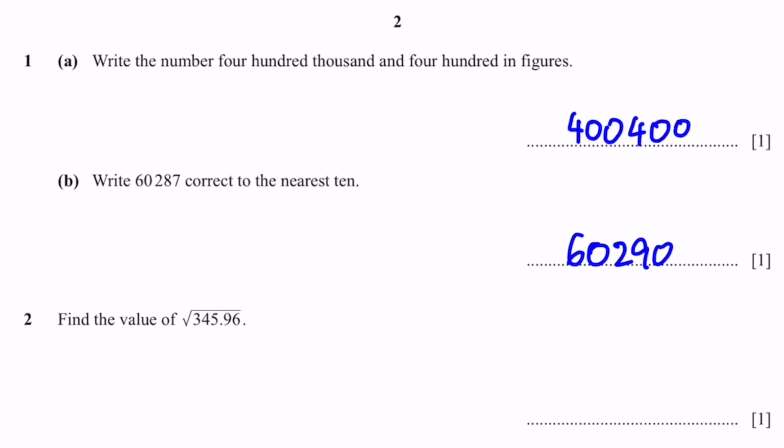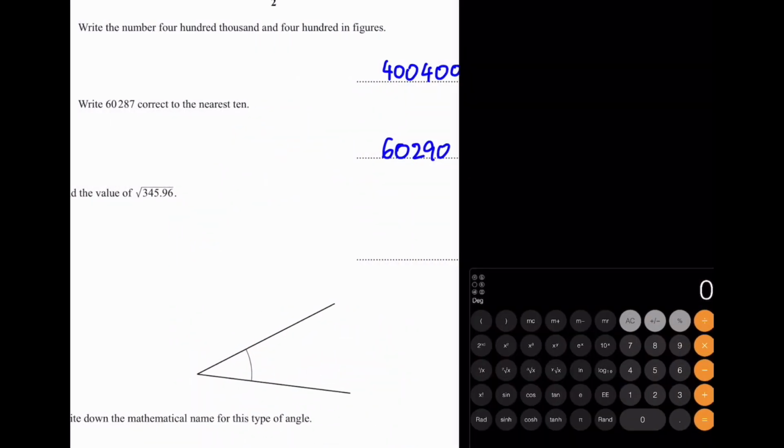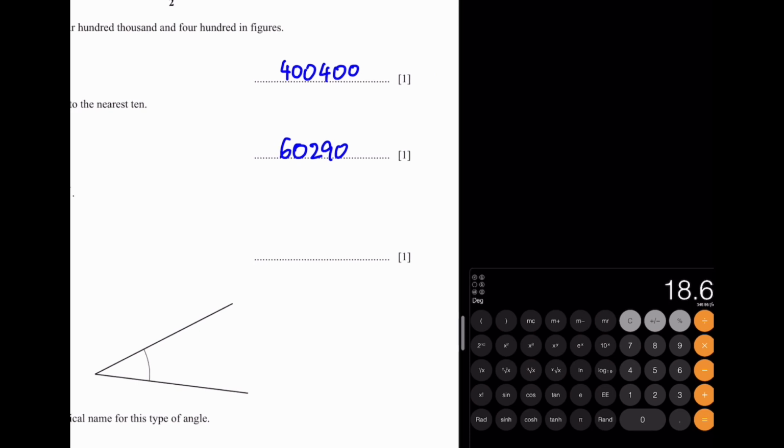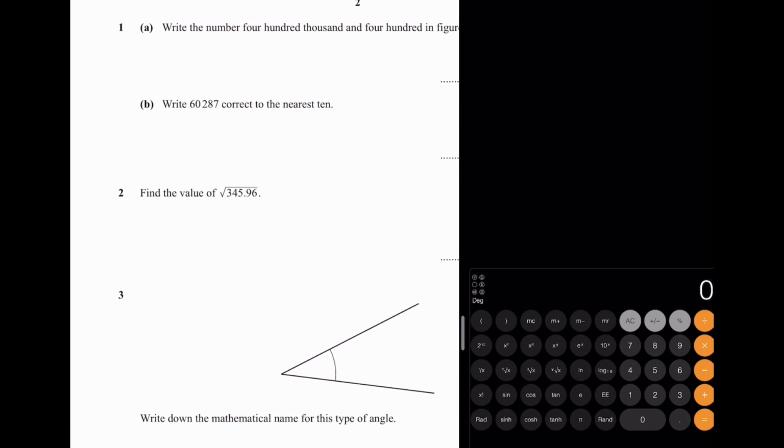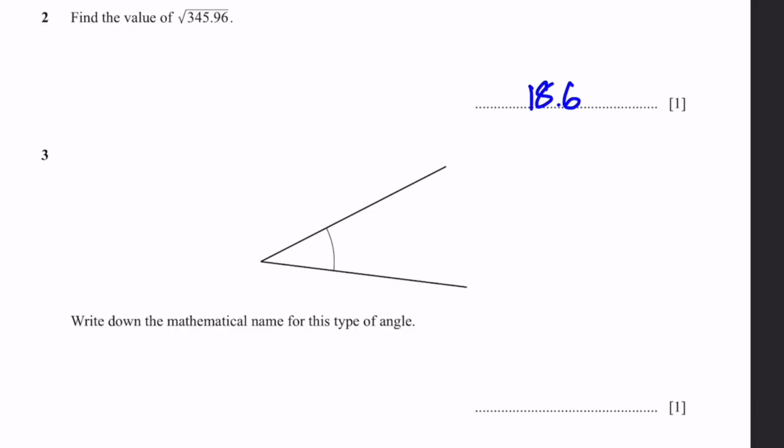Question 2. Find the value of the square root of 345.96. Now let's get our calculator out. Alright, 345.96 square root is equal to 18.6. Question 3. Write down the mathematical name for this type of angle. This angle is quite small and obviously lesser than 90 degrees, and therefore it is an acute angle.